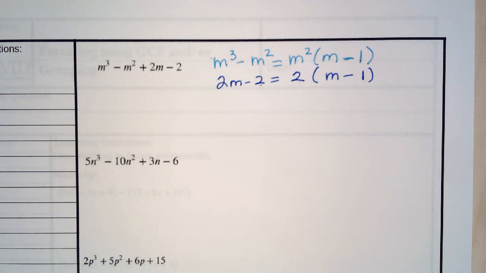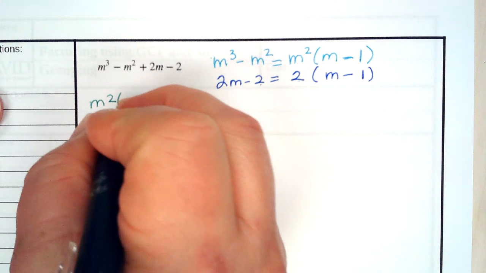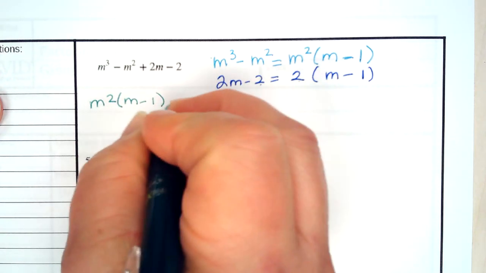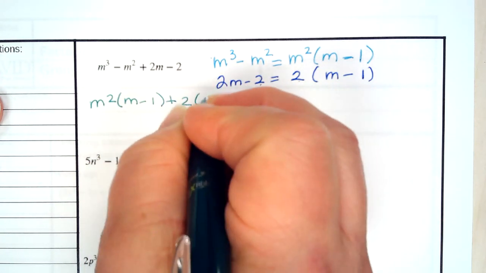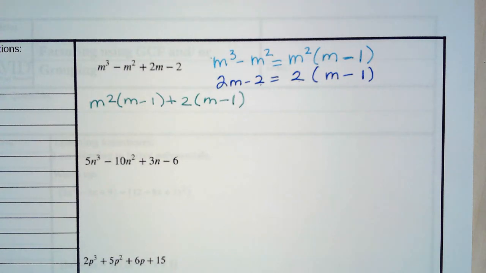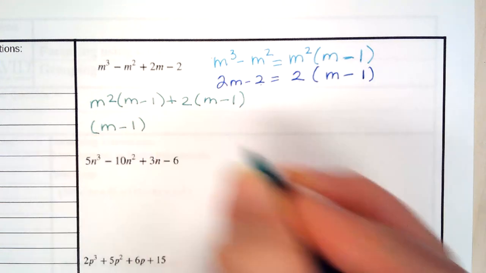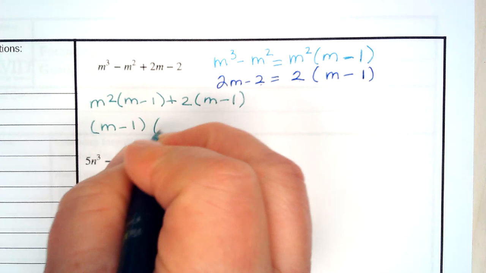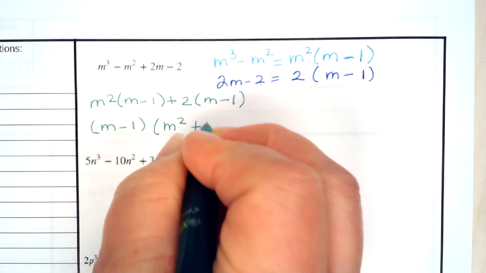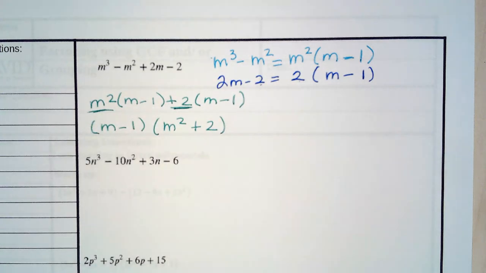Putting it all together, m squared times the quantity of m minus 1 plus 2 times the quantity of m minus 1. Is what we have in parentheses the same? Yes. Our first factor is m minus 1. Our second factor is m squared plus 2. You put these pieces back together.